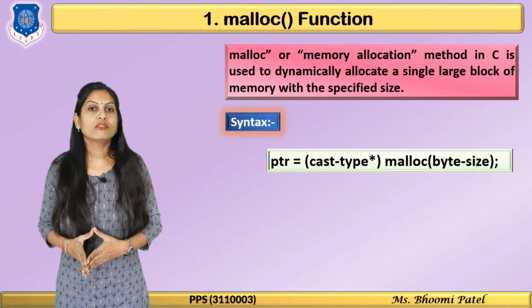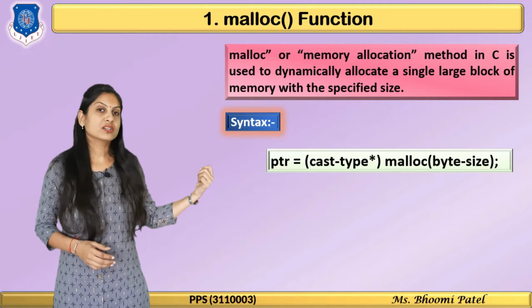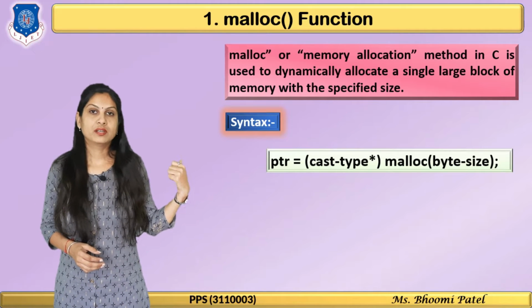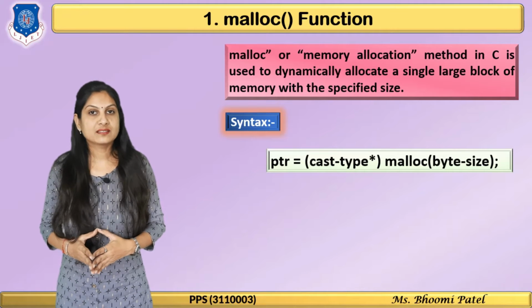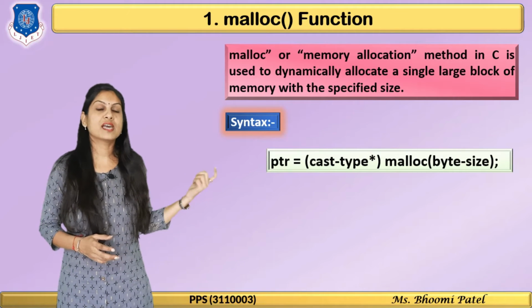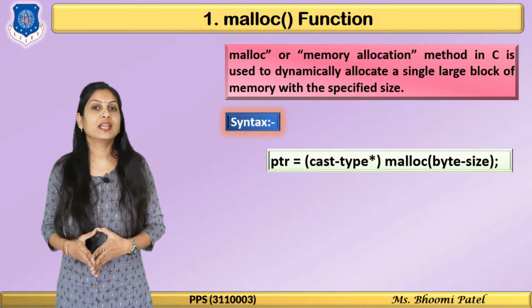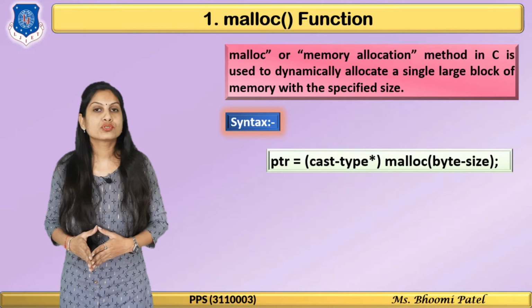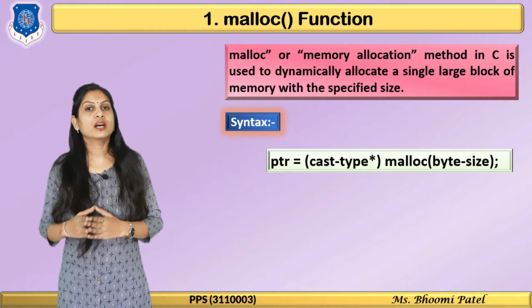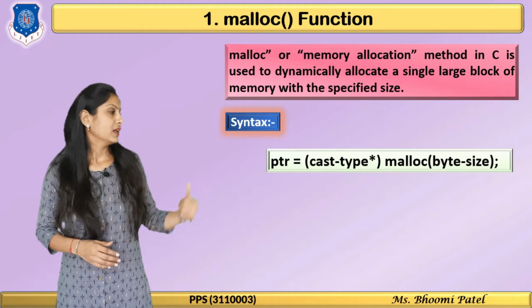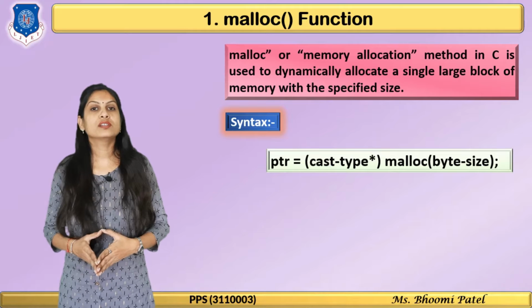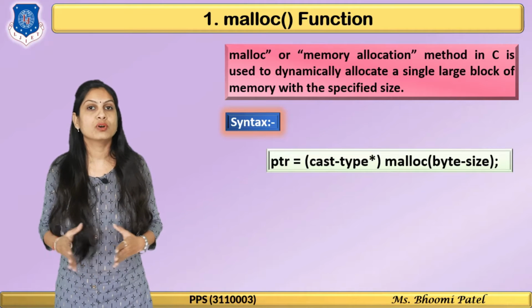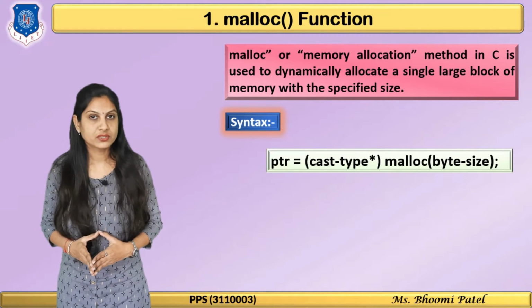So what is the meaning of this syntax? This malloc function returns one pointer, and that pointer is of type void. So here we need casting. Here the cast type is there, and that cast type is nothing but our data type. Suppose you want to store integer values in your allocated memory, then your cast type is integer. Clear? And then the byte size is how many bytes you want to allocate using this function.